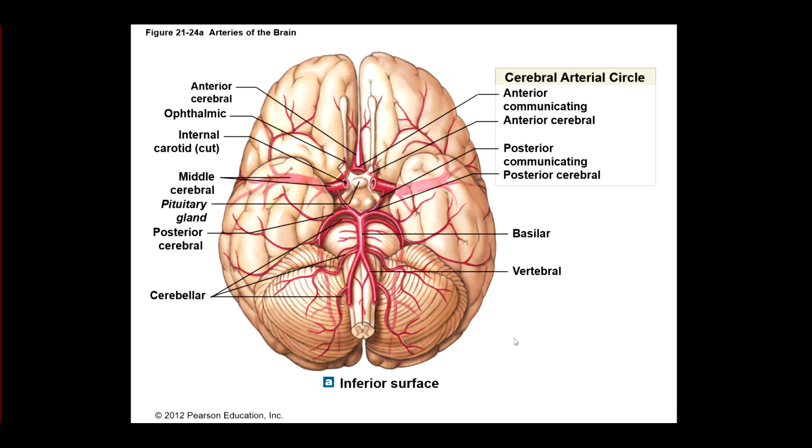Aneurysms frequently occur where there are bifurcations, where the vessels are splitting. So let's say here, here, here, that type of thing. Many times these are called berry aneurysms in this region, and the problem is if they burst, it could be fatal, right? It could happen to anybody at any age. So you will hear about aneurysms around the circle of Willis.